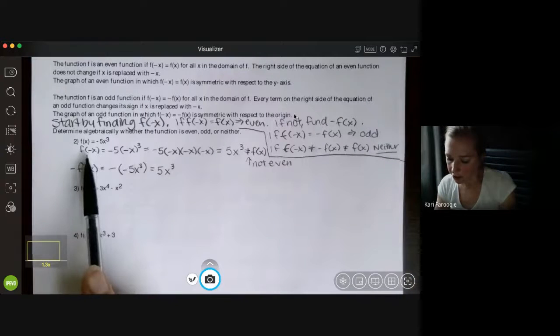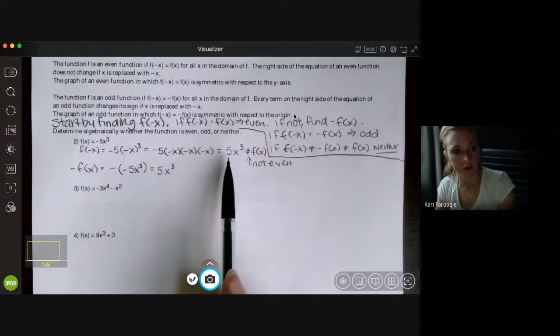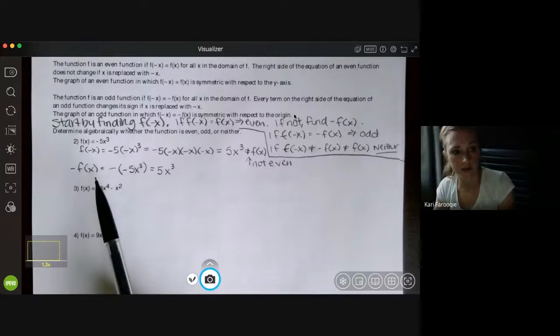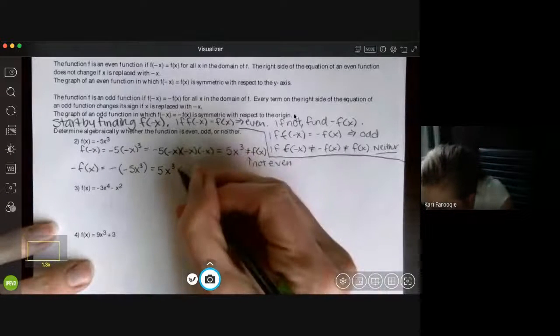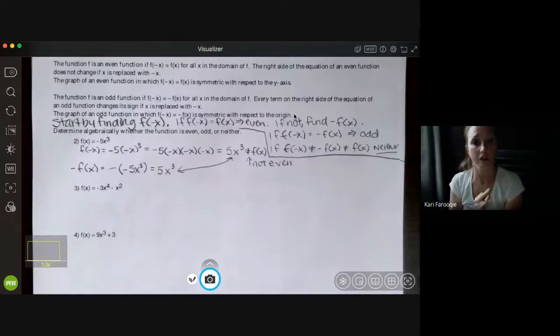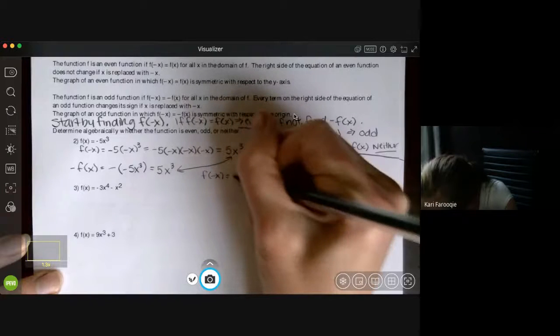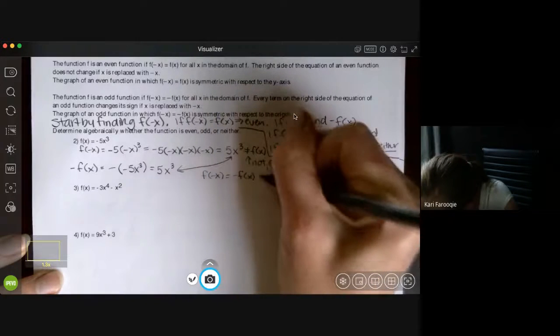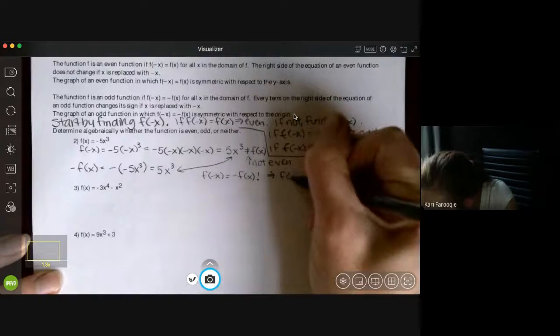Well, we found that f of negative x was 5x cubed. We also found that negative f of x was 5x cubed. We now have evidence that our function is odd because we have f of negative x equals negative f of x. So we can say that f of x is odd.